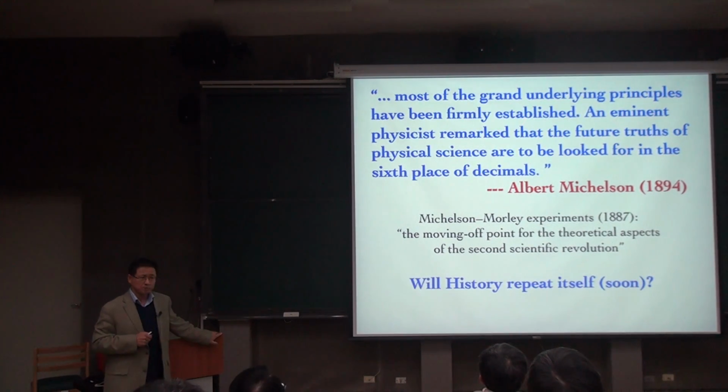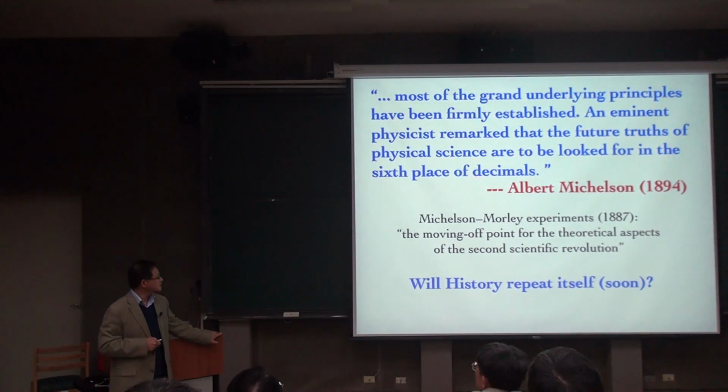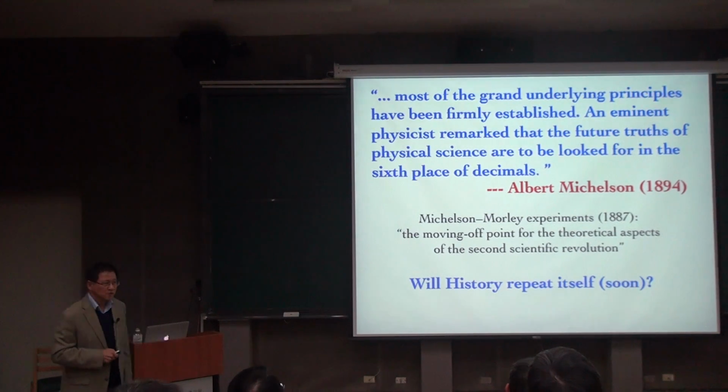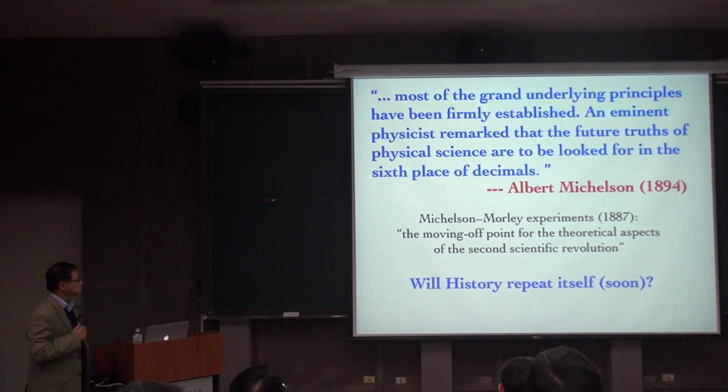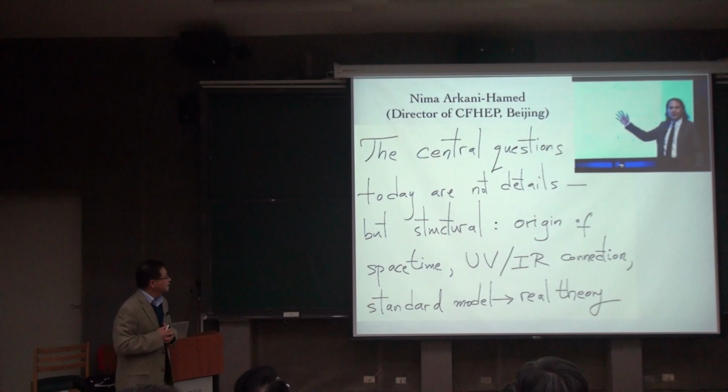We think we have a perfect theory to describe everything we know so far. How could we know this is it? Maybe history will repeat itself. People keep saying this over and over again. But let's see what happens.